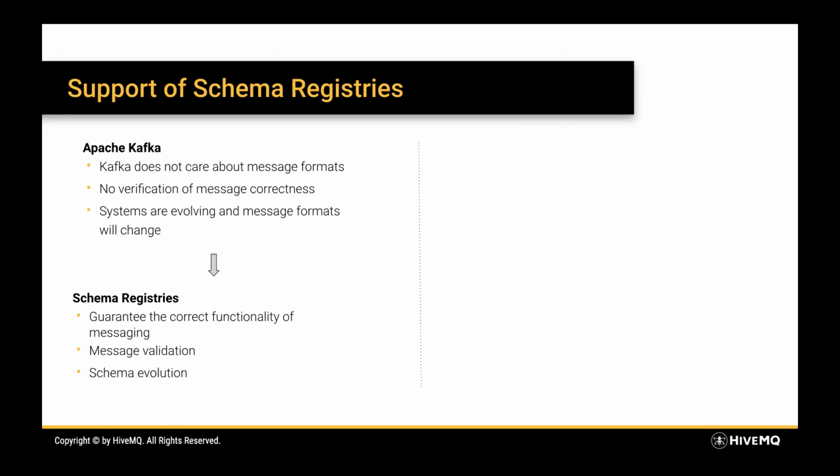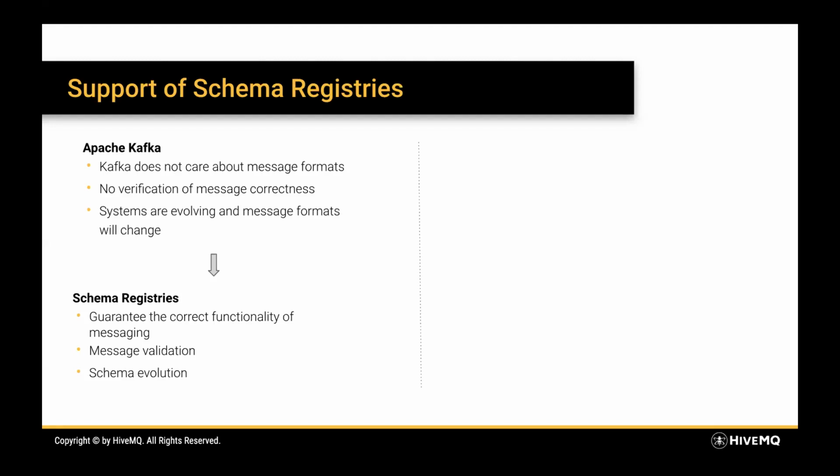On the other side, you really have message validation. That means if a message comes from Kafka and you want to forward it via HiveMQ, the MQTT broker, then you can validate the message using the schema. And if the message is not valid, so it doesn't fit the schema, then this message won't be published over the MQTT broker.